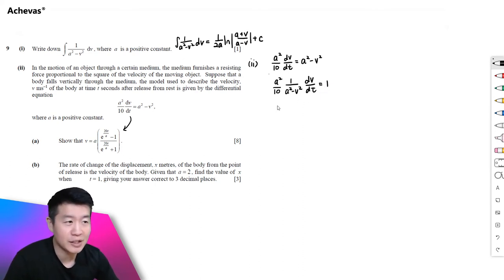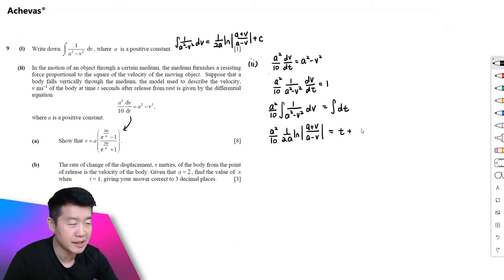So I'm going to integrate both left and right hand side with respect to t. On the left hand side, a square over 10 is a constant. I'm going to take it out of the integration notation, and we will have 1 over a square minus v square dv is equal to the integration of 1 dt. To integrate this, I guess we are just going to be making use of the previous result. So I have a square over 10 times 1 over 2a, then ln of modulus of a plus v divided by a minus v. This is going to be equal to t plus an arbitrary constant.